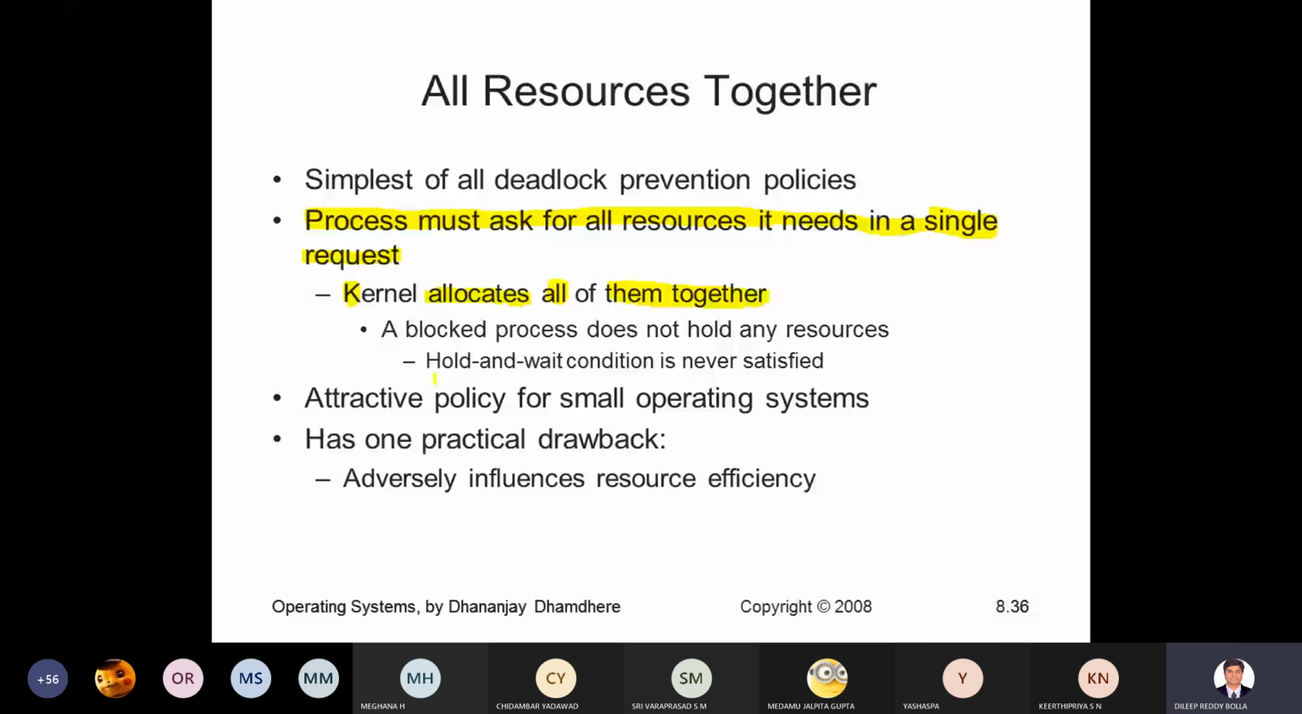Let us say, suppose we have a blocked process in this manner, one process got blocked. Let us say we have a process here, let us say P1. So this has got blocked.